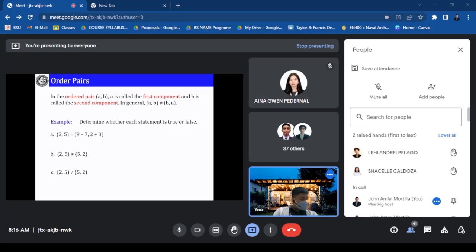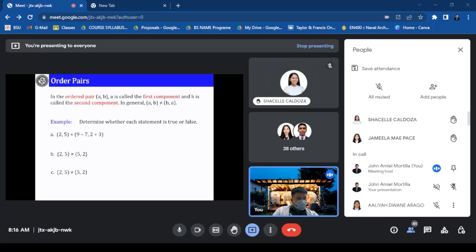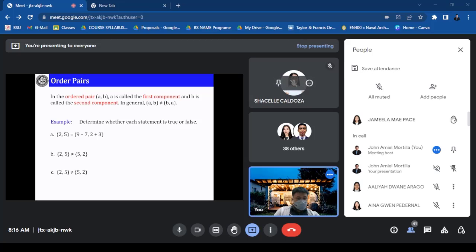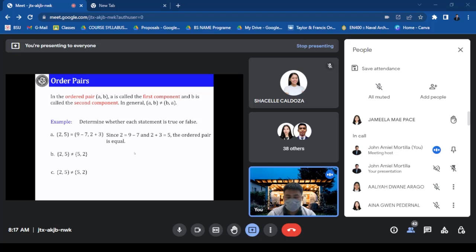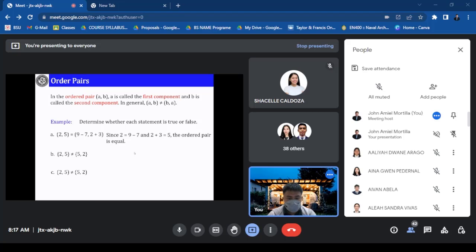Shazen? False po. Okay, so (2, 5) is not equal to (5, 2). Nag-ulit. Tama ba? So, set {2, 5} is not equal to {5, 2}. Okay. Balik muna tayo sa A pala. So, since 2 is equal to 9 minus 7 and 2 plus 3 is equal to 5, the ordered pair is equal. So, letter B, sagot ni Shazel is, ano sagot ni Shazel? True, false? False po. False.